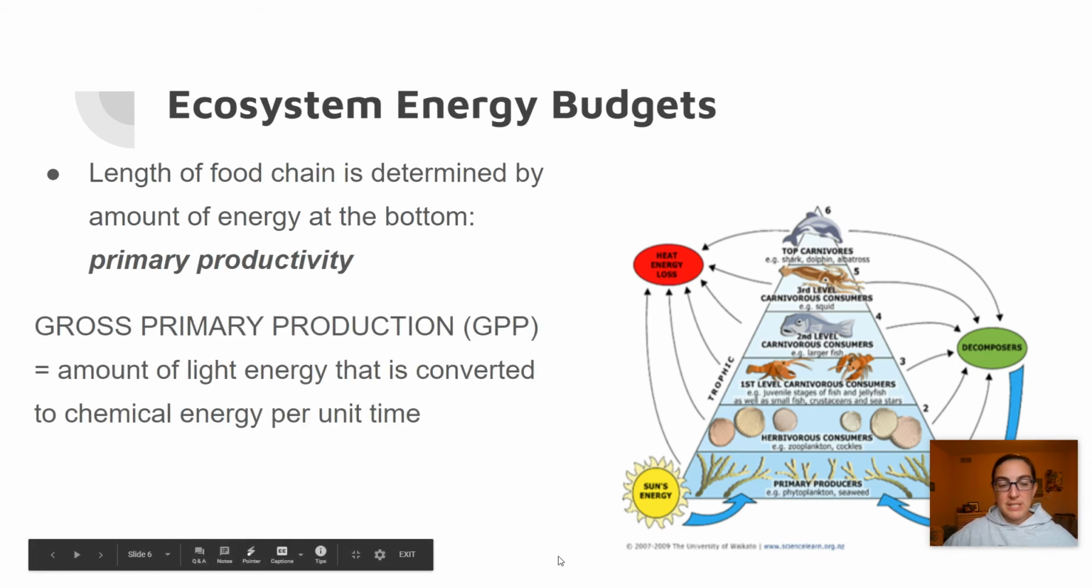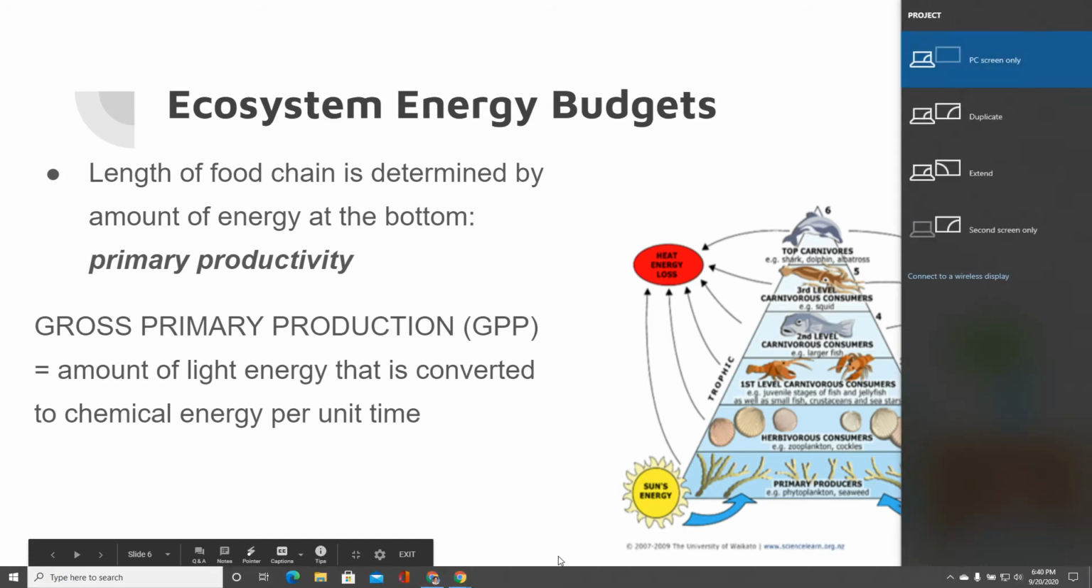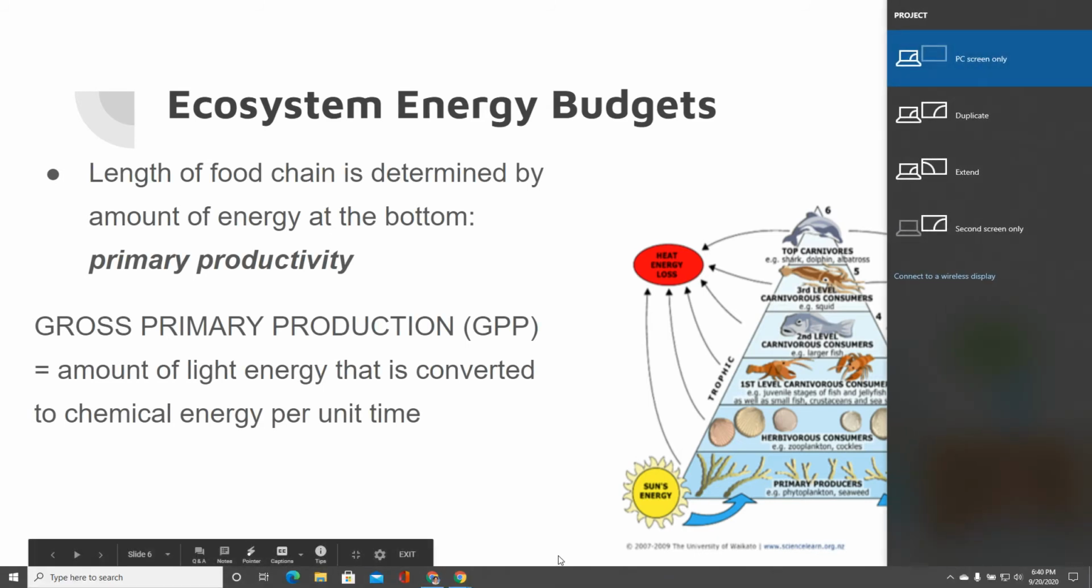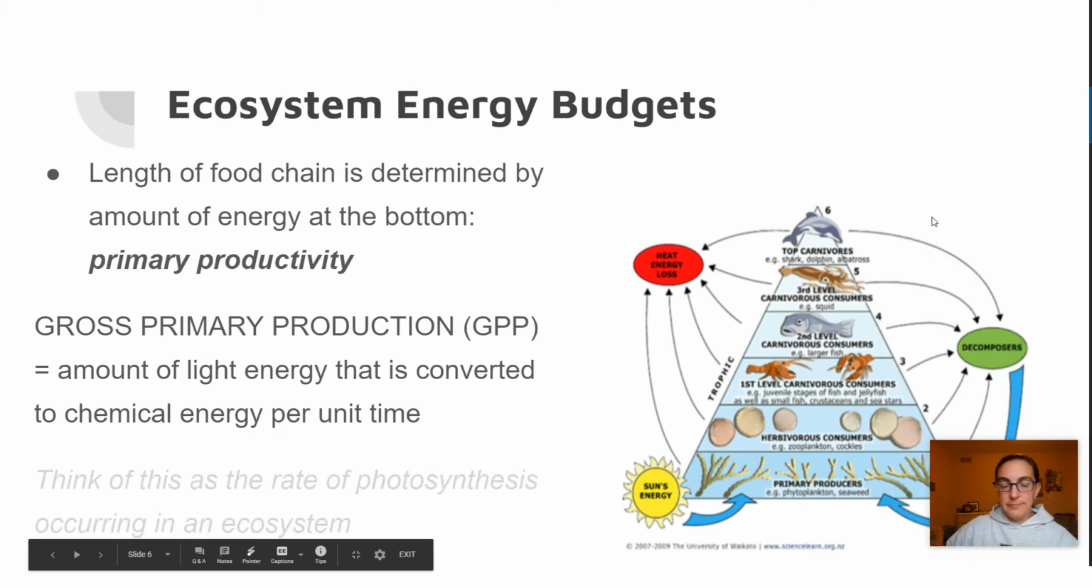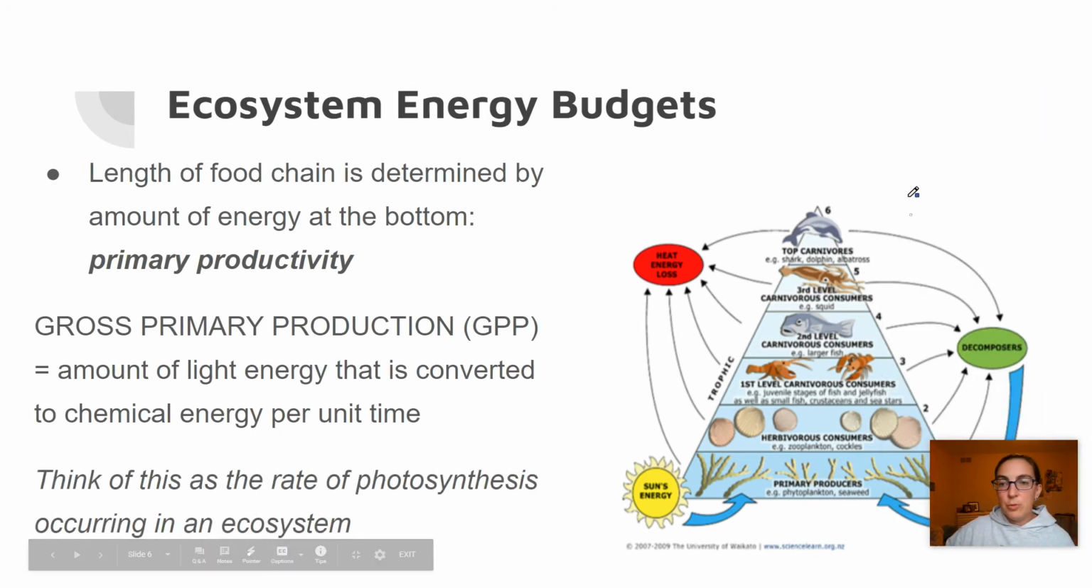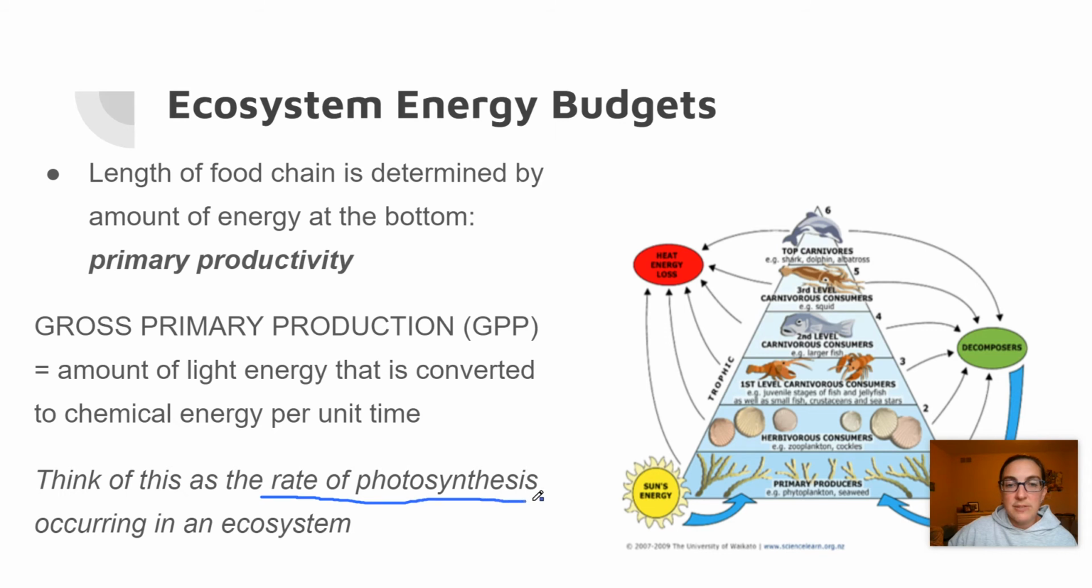Gross primary productivity of an ecosystem is the term for, oops, sorry, that was the wrong thing to do. There we go. Gross primary productivity is a term for the amount of light energy that's converted to chemical energy per unit time. In other words, the easiest way to think of gross primary productivity is the rate of photosynthesis. So gross primary productivity is really represented by this big blue arrow right here.